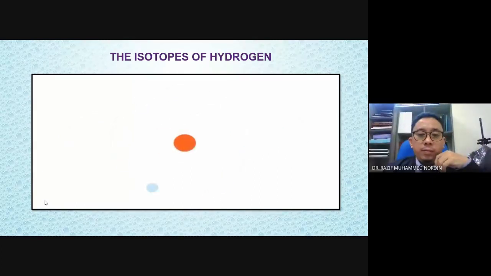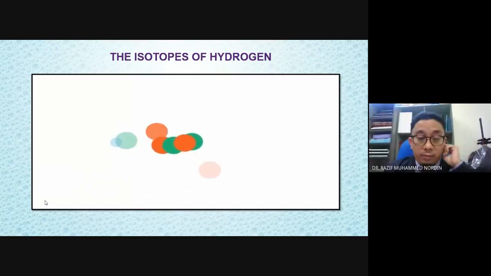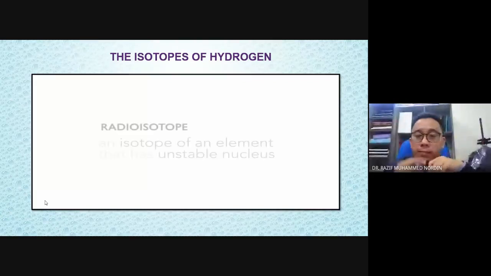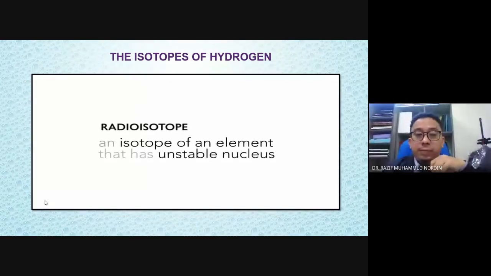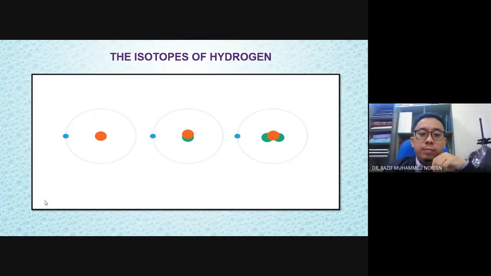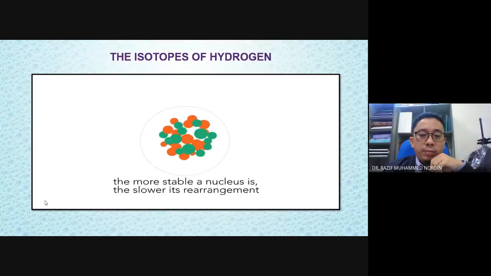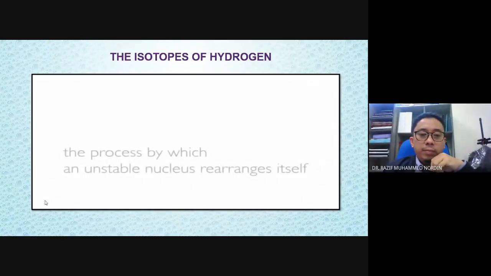If there are too many protons or too many neutrons, the nucleus can spontaneously rearrange itself and throw out particles in the process. This is essentially what happens in radioactive decay. Isotopes that have unstable nuclei like this are known as radioactive isotopes or radioisotopes. In our hydrogen examples, tritium is unstable and hence a radioisotope of hydrogen. The more unstable a nucleus, the faster it will try to rearrange itself into a more stable state. And another name for this process is radioactive decay.